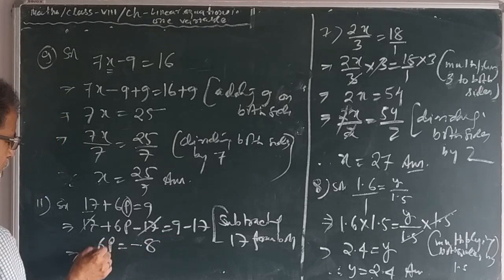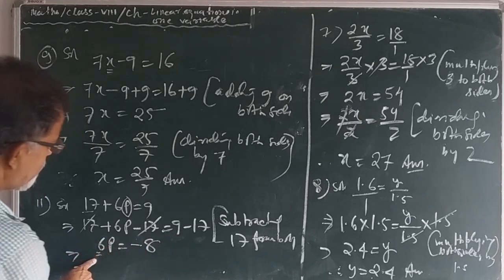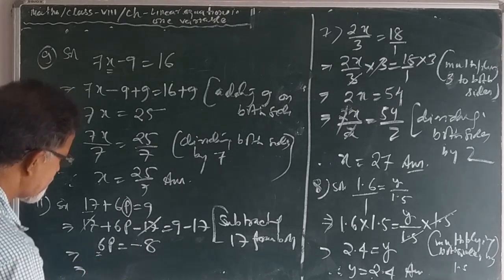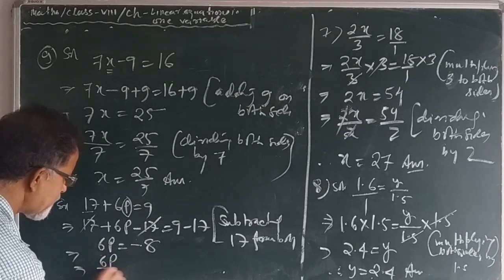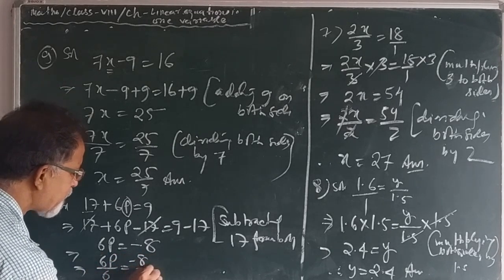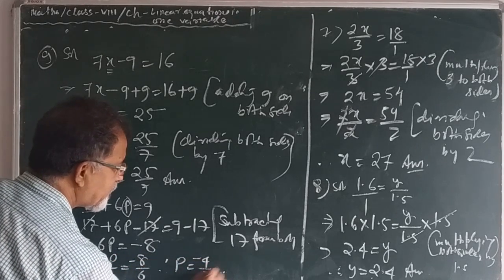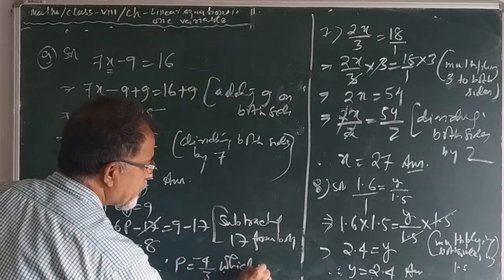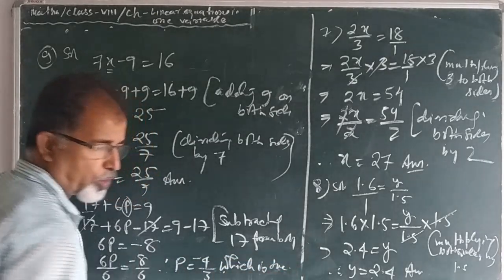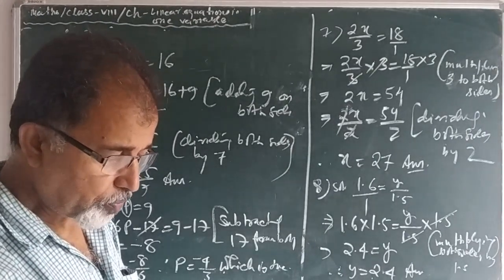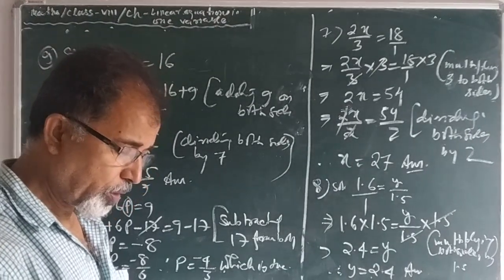Once again we will remove 6. To remove 6 we will have to divide both sides by 6. 6p by 6 equal to minus 8 by 6. Therefore p is equal to minus 4 by 3, which is the required solution.